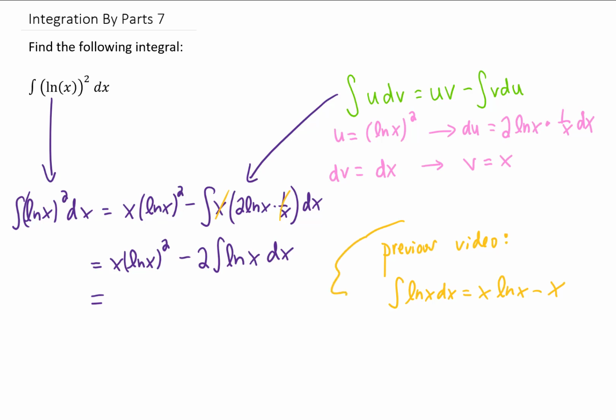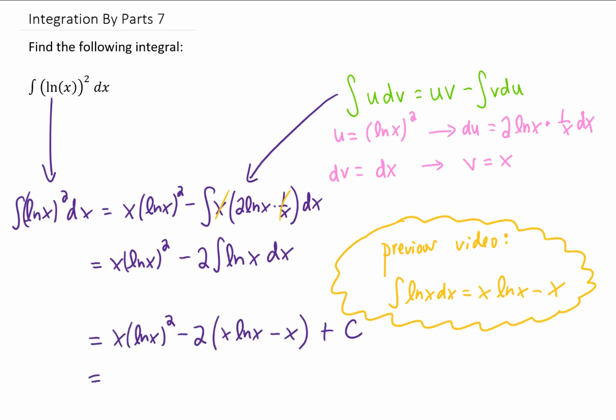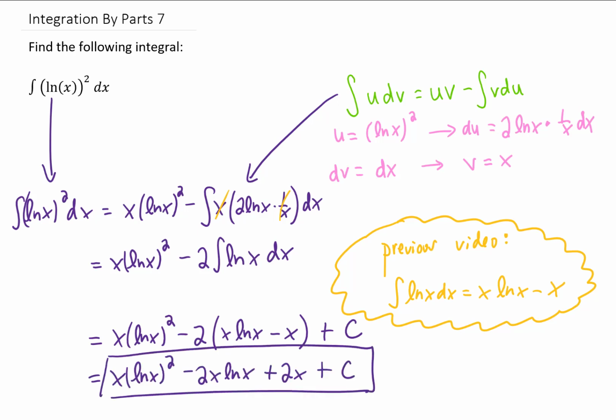of x. And I'm going to refer to the previous video in this playlist. If we can just use that result, we have our answer here. Multiplying that -2 through the parentheses gives us this answer right here, and I am going to call that good.